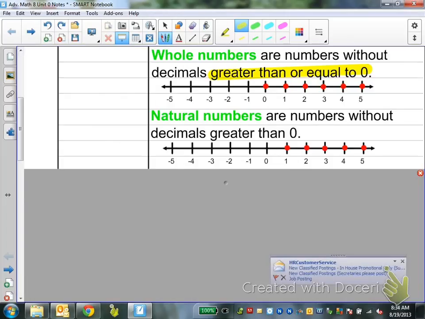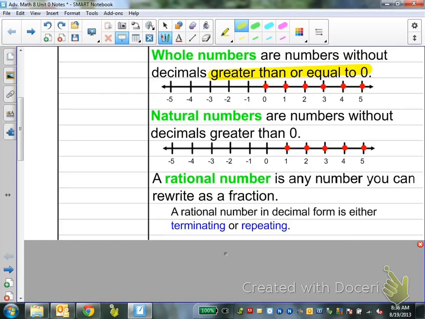All right, so let's define the natural numbers then. Natural numbers are numbers without decimals that are greater than 0. So whole numbers and integers include 0. Natural numbers means numbers that don't have decimals but are greater than 0. So 1, 2, 3, 4, 5, and all the way to infinity, but not 0. So apparently 0 is an unnatural number.